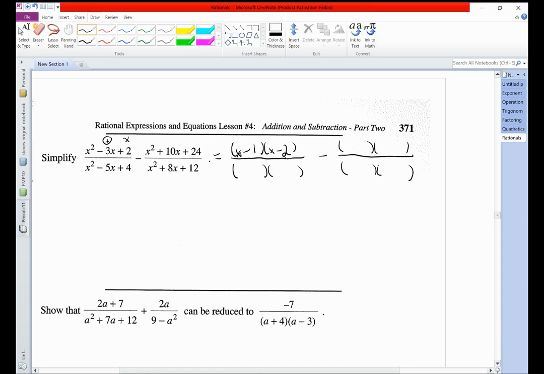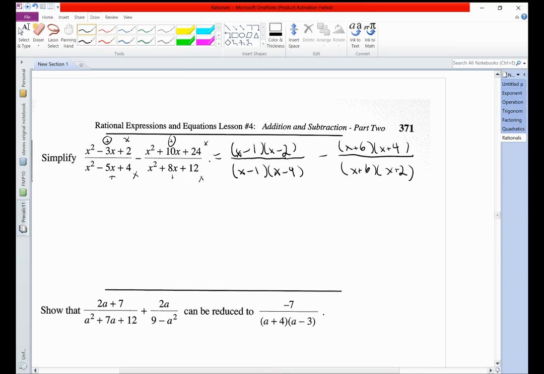And then in the bottom, we have 2 numbers that multiply to positive 4 and add to -5. So the same idea here, x minus 1, x minus 4. And now let's look at the next one. X squared plus 10x plus 24. 2 numbers that multiply to 24 and add to positive 10 is going to be x plus 6, x plus 4. And the last one, 2 numbers that multiply to 12 and add to 8, both positive, are going to be x plus 6, x plus 2.